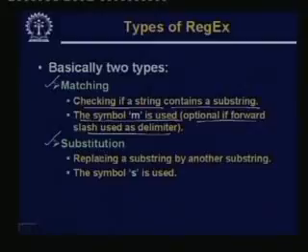In the second type, substitution, we can replace a substring by another substring in a given string. For substitution we use the symbol S. Okay. So, we will see through examples. First let us look at matching.